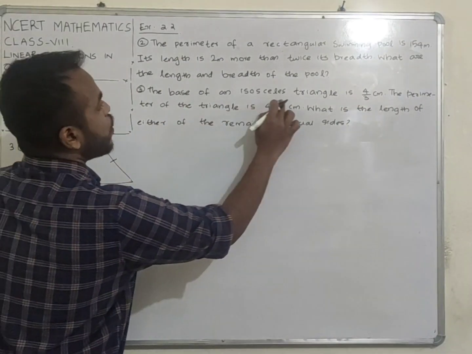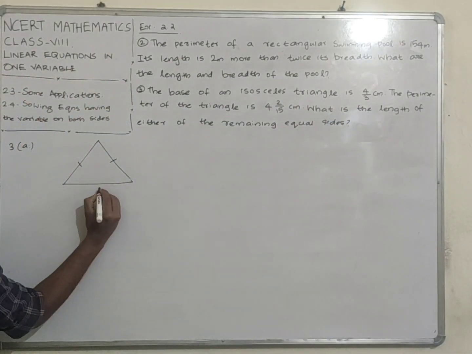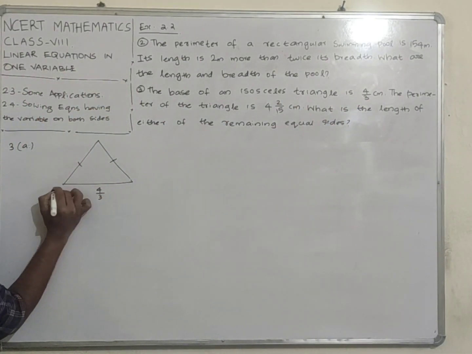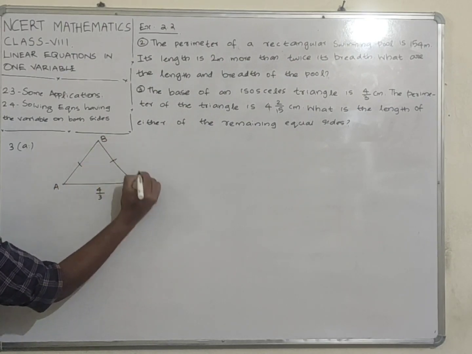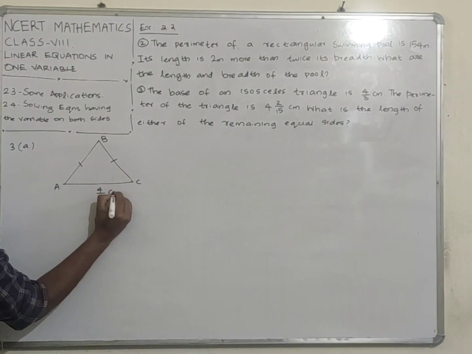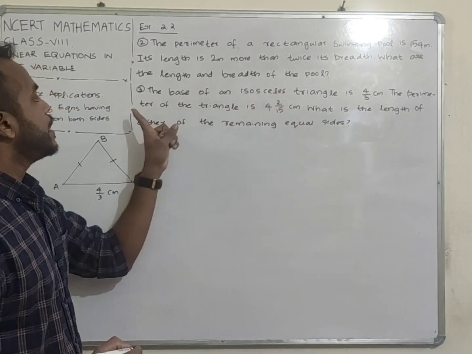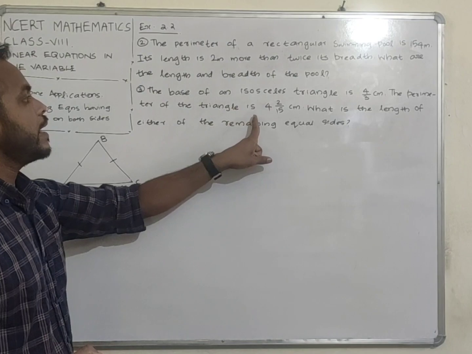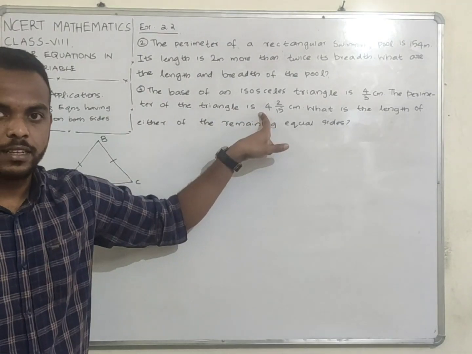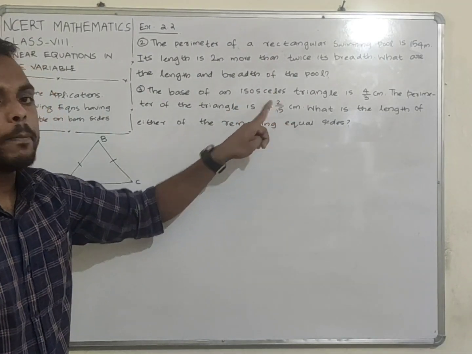Now, the base of an isosceles triangle is 4 by 3 centimeters. So let this be the base. We can name this triangle A, B and C. So what is given? Base as 4 by 3 centimeter. Also, the perimeter of the triangle is 4 2 by 15. 4 2 by 15 is the perimeter.